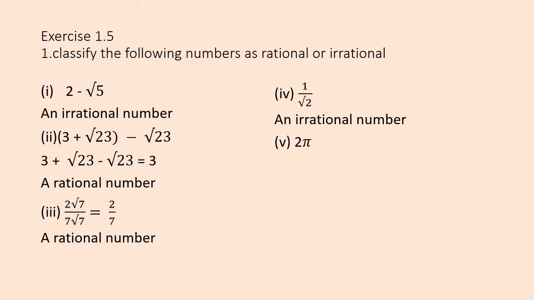Moving to question number 5, 2 pi. Pi is an irrational number. The product of a rational number and an irrational number is always an irrational number. Therefore, 2 pi is an irrational number.